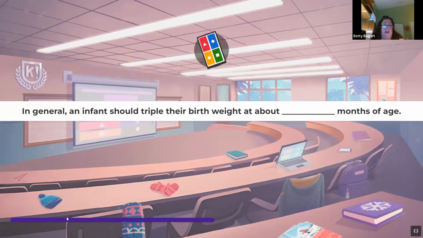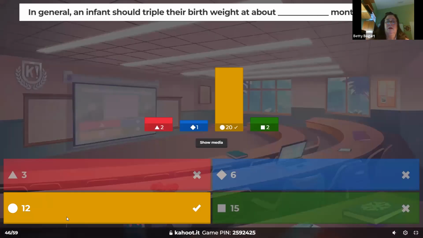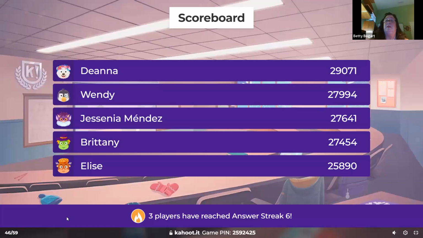In general, an infant should triple their birth weight at what months of age? They double at 6 months, triple at 1 year, 12 months. Very good.